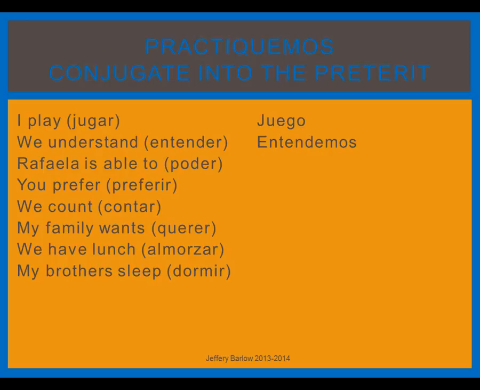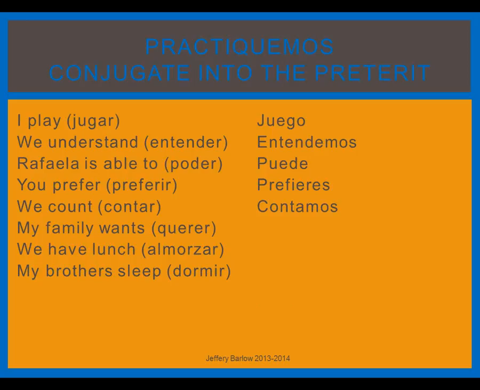Rafaela is able to. The verb is poder, a UE stem changer. Since Rafaela is third person singular, she is in the boot. Puede. You prefer. The tú form is in the boot. Tú prefieres. We count. We are outside of the boot. No stem change. Nosotros contamos.